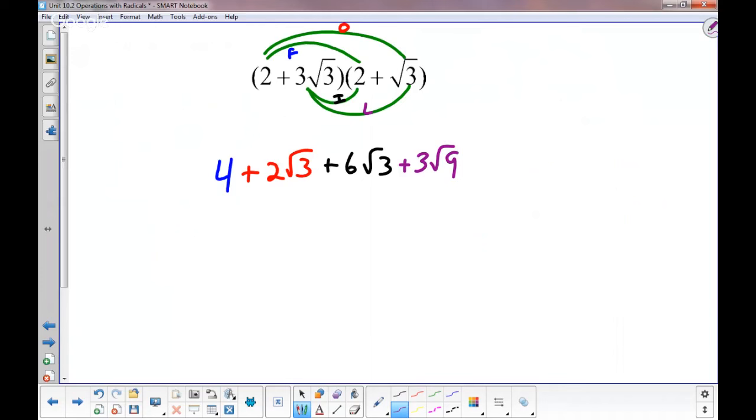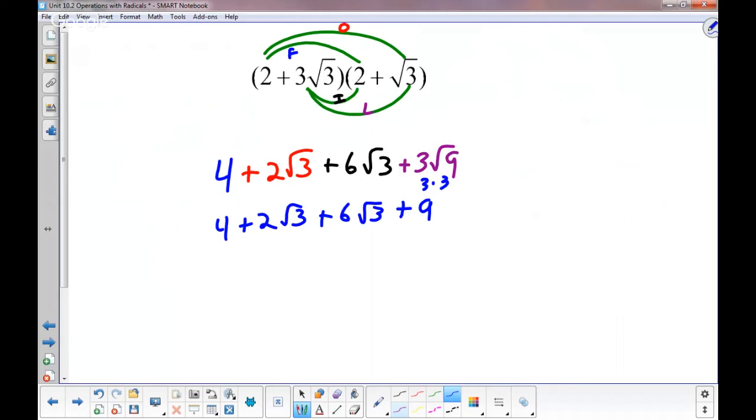All right, so remember now we've got it to this expression that's adding and subtracting. So our thing is to simplify every term. Well, the first term can't be simplified. We're good there. Second term is still plus 2 root 3. Third term is 6 root 3. But the last one, square root of 9, we do know that. So this ends up being 3 times 3, or 9.